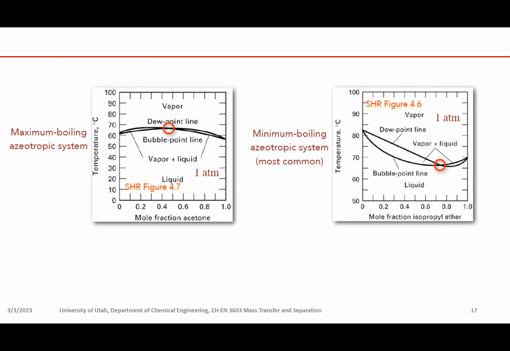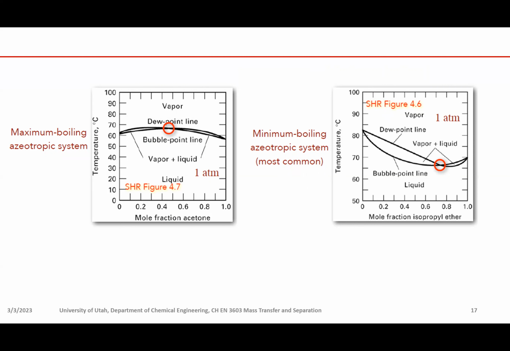Then there's also the minimum boiling azeotropic system that just looks opposite, right? In this case, you have a kind of concave dew point line and bubble point line. Here you have a convex dew point and bubble point line. Again, these two dew point and bubble point lines do not change with the mole fraction monotonically. There will be a cross point here, and that's the azeotrope point.